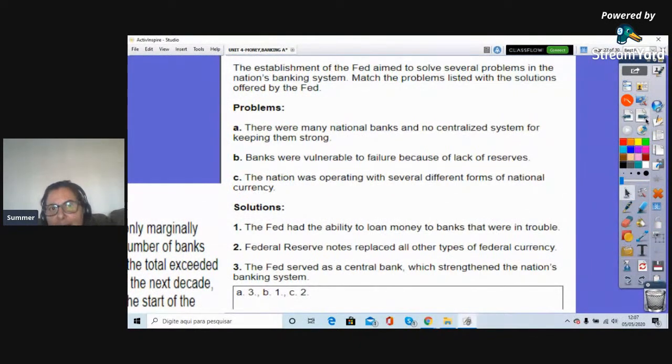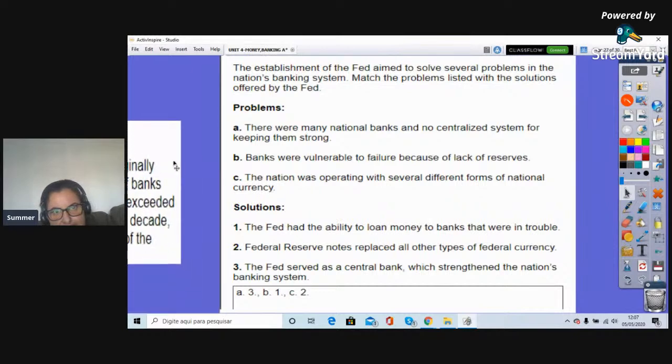So the establishment of the Fed aimed to solve several problems in the nation's banking system. Okay, let's do it together. A problem: there were many national banks and no centralized system for keeping them strong. What is the solution? The Fed served as a central bank, which strengthened the nation's banking system. Second problem: banks were vulnerable to failure because of lack of reserves. What happened? The Fed had the ability to loan money to banks that were in trouble.